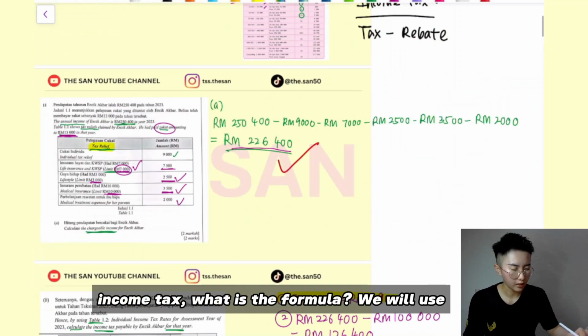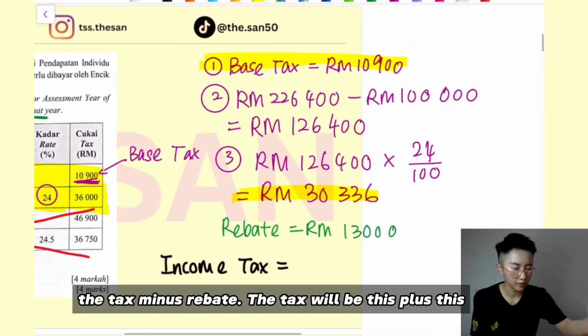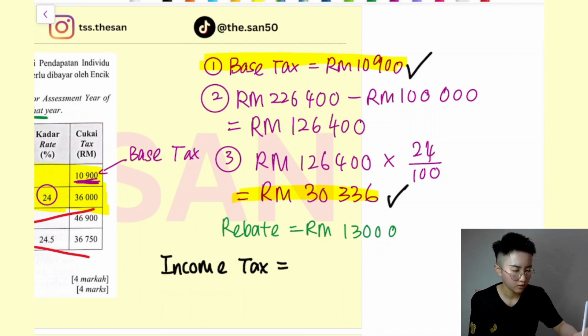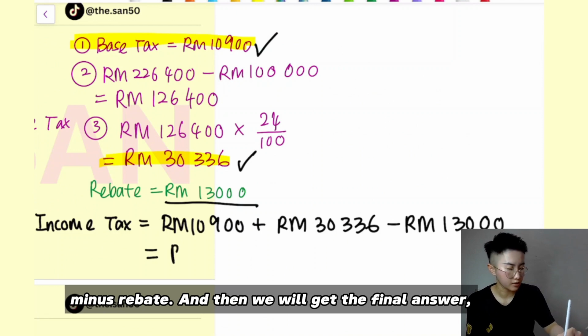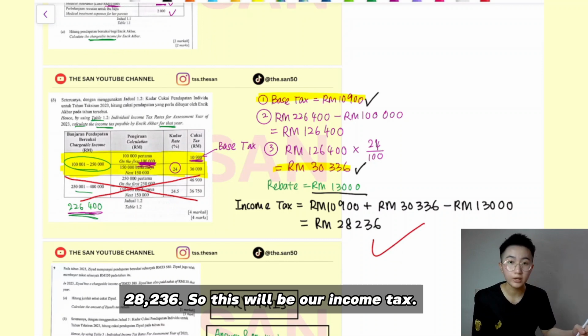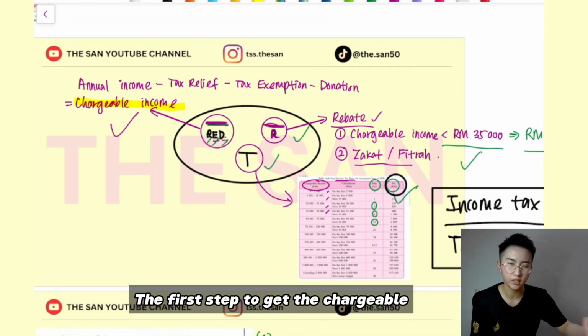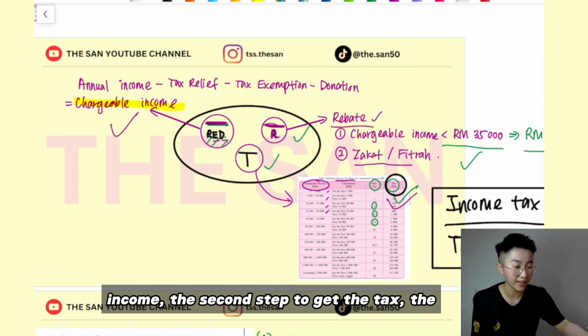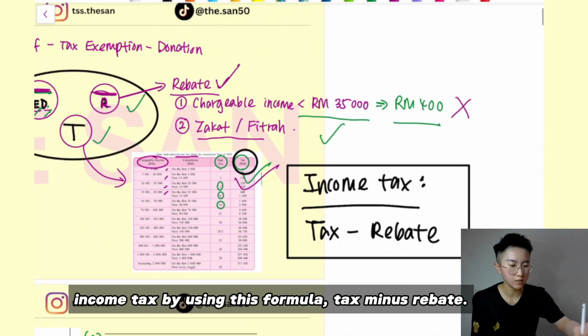To get the income tax, what is the formula? We'll use tax minus rebate. The tax will be this plus this, minus rebate. Okay, and then we will get the final answer, 28,236. So this will be our income tax. Pretty easy, right? You just have to follow these steps. The first step to get the chargeable income, the second step to get the tax, the third step to get the rebate. And then calculate your income tax by using this formula, tax minus rebate.